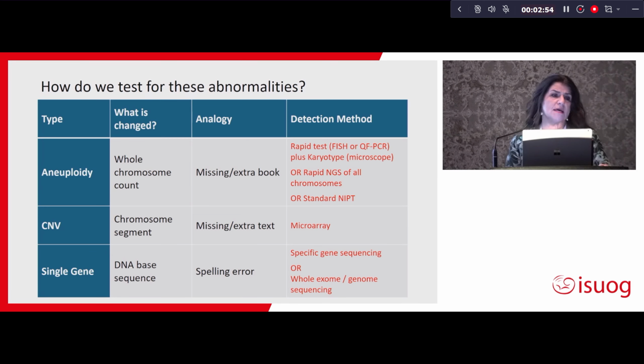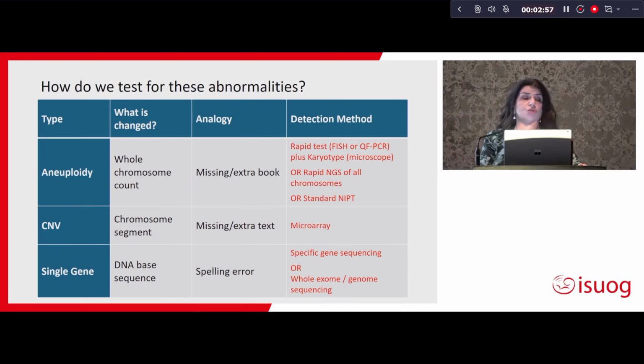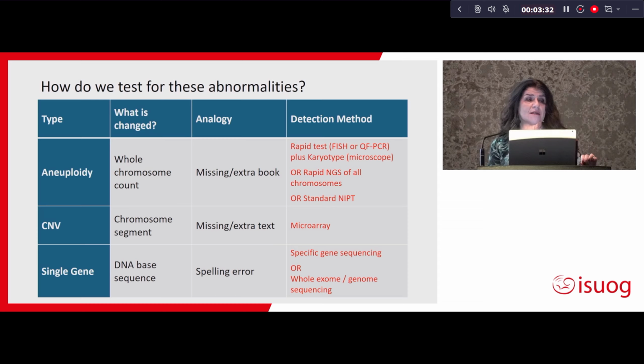It's been mentioned several times today, but for aneuploidy, you're going to do a rapid test and then a full karyotype, or what seems to be more common nowadays in the Middle East, and I don't know if it's happening in the rest of the world, is that the labs are offering this rapid next generation sequencing of all chromosomes. Or you can do an NIPT, but as you know, NIPT doesn't cover everything. But if you're looking for a copy number variation, a deletion or duplication, you have to do a microarray. And if you're looking for a single gene defect, then you're talking about either specific gene sequencing, if you know what you're looking for, so if you know the familial gene variant, or else you're going to be doing exome or genome sequencing, which is looking at all the genes.